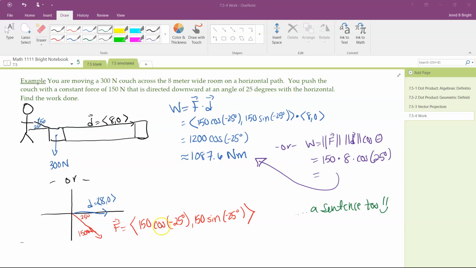Consequently, with that representation, we can represent F in terms of its direction and magnitude. And then computing work, again, you can do it in two ways. You can use the dot product definition, write out the two vectors, dot them, and multiply the components respectively. Or you can do the product of the magnitudes times cosine of theta, and either way, you get the same answer.